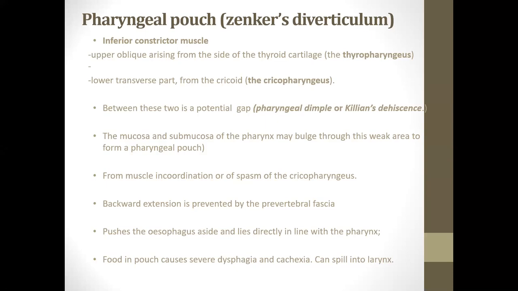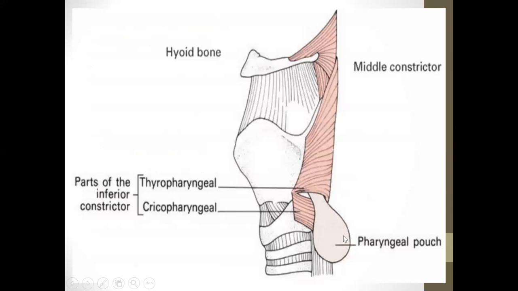Usually these patients come in with dysphagia and regurgitation of undigested food. So this is the pharyngeal pouch. It's between the inferior constrictor muscle, which is made out of the oblique fibers of the thyropharyngeus muscle and the transverse fibers of the cricopharyngeus muscle. And this is herniation of both the mucosa and submucosa.